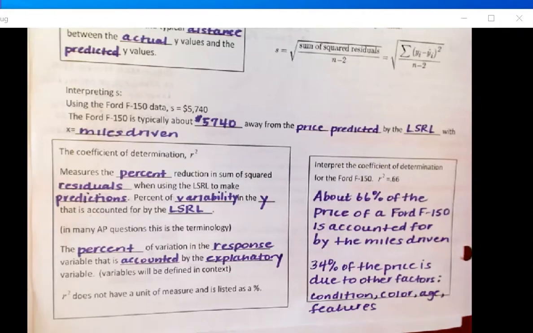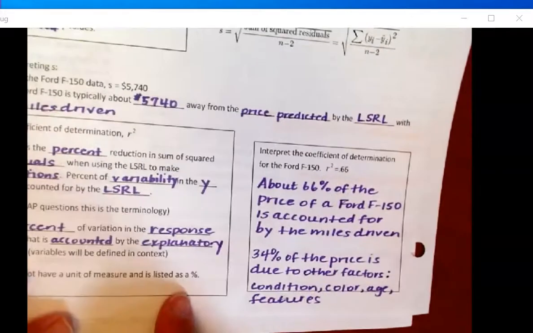So in many AP questions, they may give you R squared and they'll say, hey, interpret what this is. So it is the percent of variation in the response variable that is accounted for by the explanatory variable. Okay, so the variables you need to put in context. R squared does not have a unit of measure and it's listed as a percent. So let's look at an example of how you would interpret it.